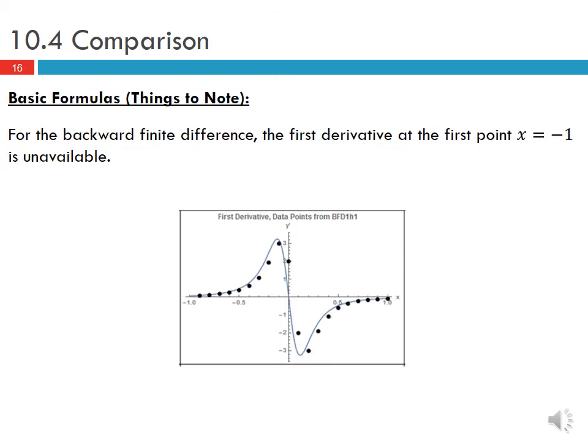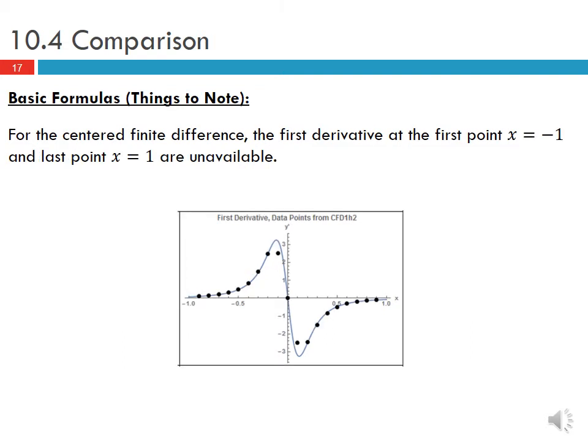Similarly, for the backward finite difference, the first derivative at the first point, so x equal to minus 1, is unavailable. And this is because the scheme uses the points before the one that we're interested in to calculate the derivative. So if we want the derivative at x_i, we need to know the function value at x_(i-1). So for that very first point, we don't have any points before that, so we can't calculate the derivative there.